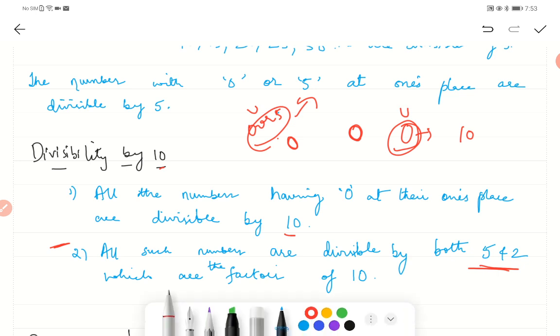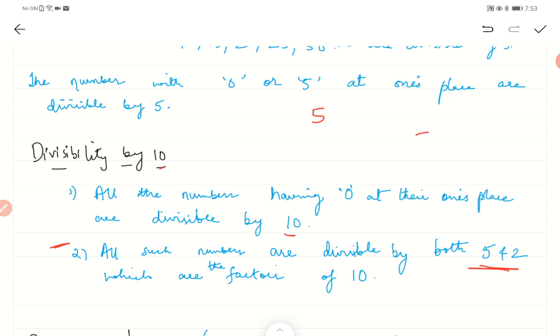Let me take one example. If I take one number as 50010, first I will check whether this number is divisible by 10 or not. At units place I am going to check. Units place it is 0, so obviously this whole number is divisible by 10.